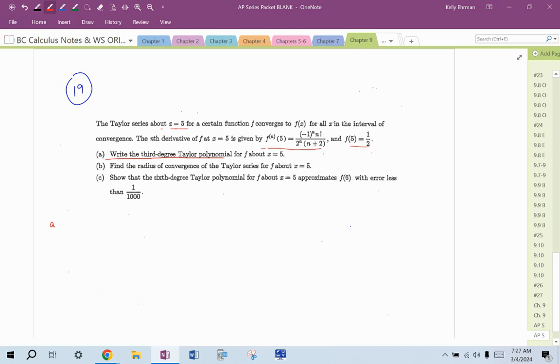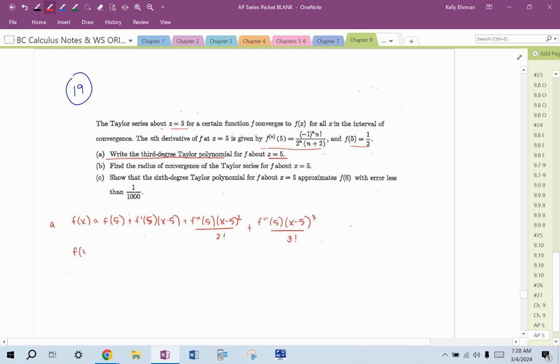So they didn't tell us to give the first couple of terms. They said write a third degree Taylor polynomial. So I'm going to build it first. f of x is approximately equal to f of 5 plus f prime of 5 times x minus 5 plus f double prime of 5 times x minus 5 squared over 2 factorial plus f triple prime of 5 times x minus 5 to the third over 3 factorial.